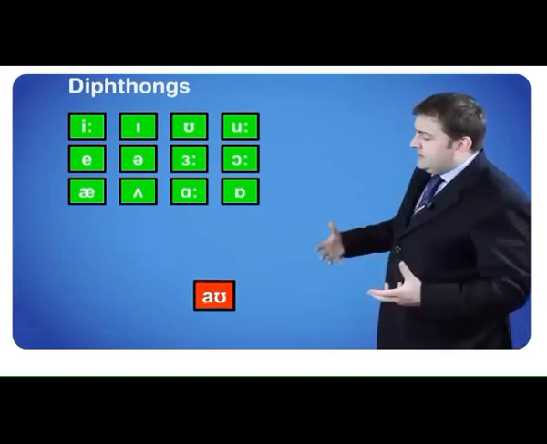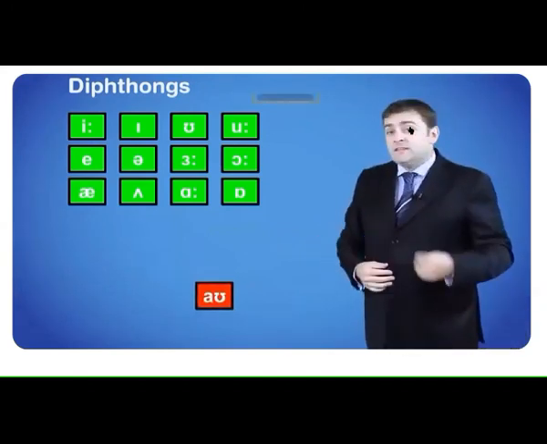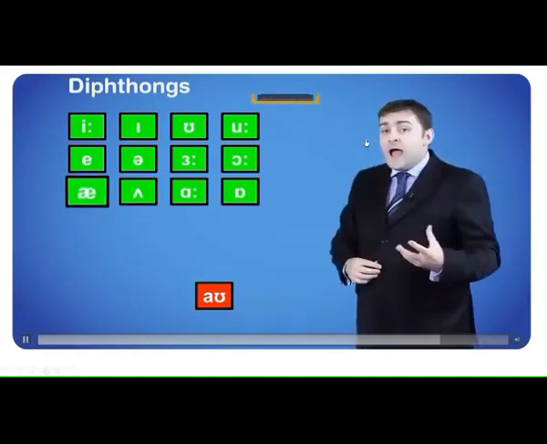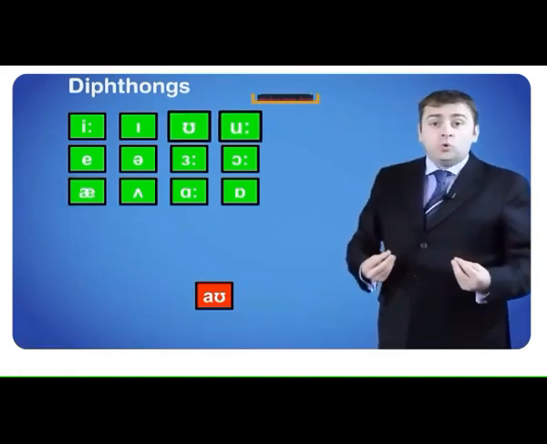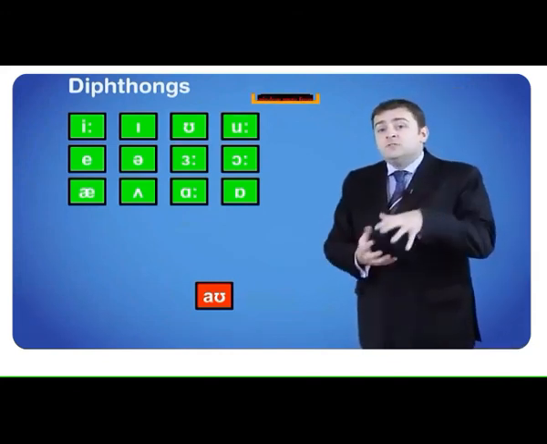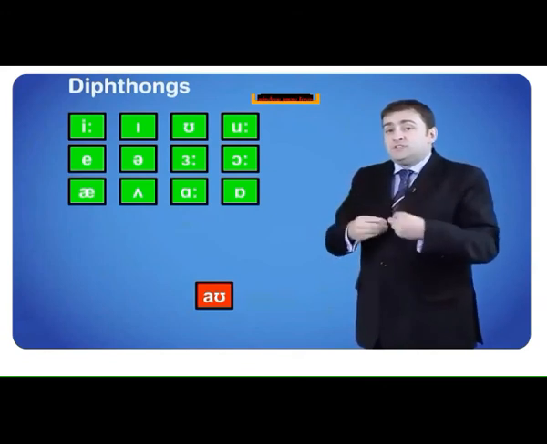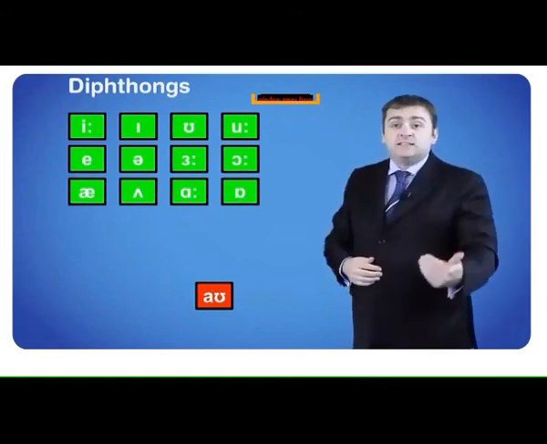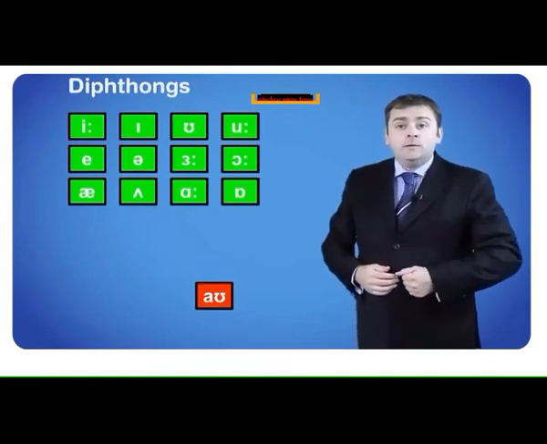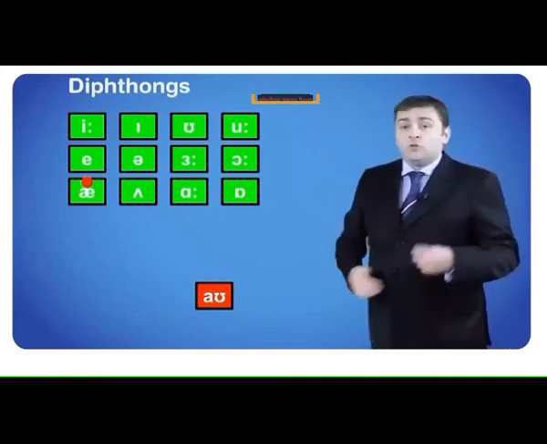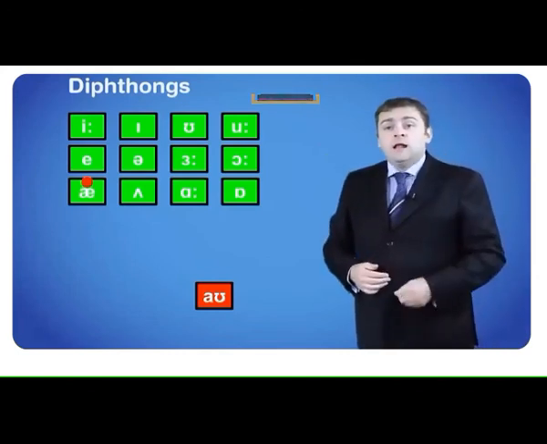The next sound is ow. This is a connection of a and or oo. Now our mouth is closing and the shape of the lips is changing at the same time, rounding a little as we say the sound. Ow. Starting on the a and finishing on the or oo. Ow.